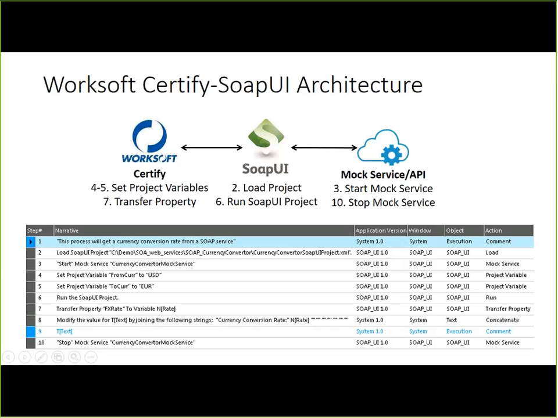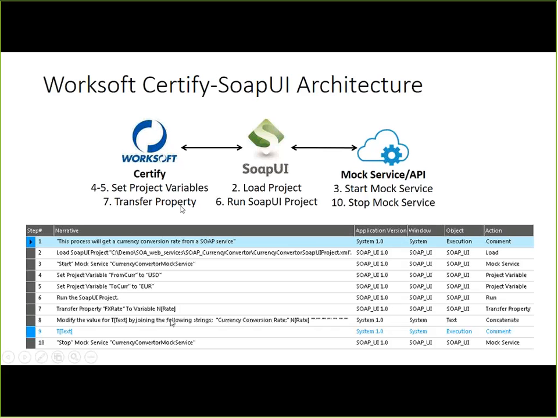So once we've loaded the project and we have started the mock service over here, then we will set our from and to currencies that we want to convert from US dollars to euros. And then once we've set that in Certify, the next step is to actually run the SoapUI project. So it'll actually run that loaded XML file. And when we run that, it'll make the call to the mock service, in this case, get back an exchange rate that's appropriate for that conversion, and then store that in the FX rate variable. So that property gets transferred back.